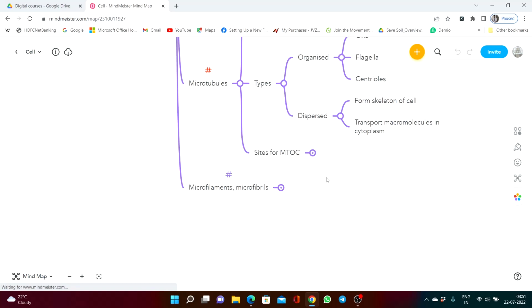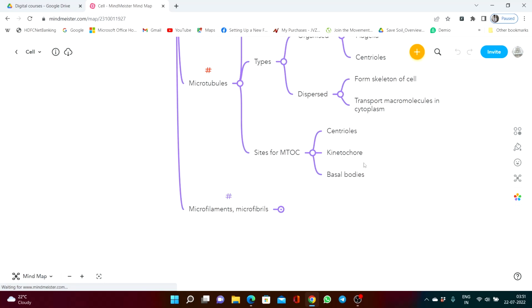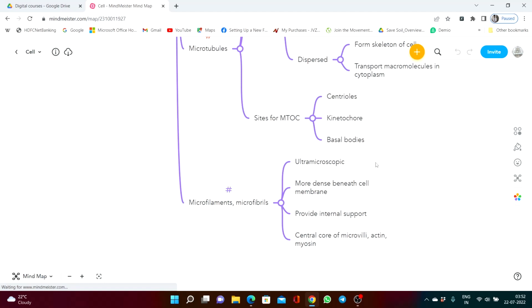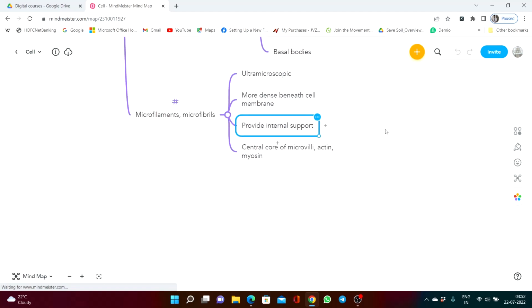The sites for microtubule organizing centers in the cytoplasm are centrioles, kinetochore and basal bodies. The microfilaments and microfibrils are ultramicroscopic in nature and are more dense beneath the cell membrane. They provide internal support and are present in the central core of microvilli, in the form of actin and myosin.